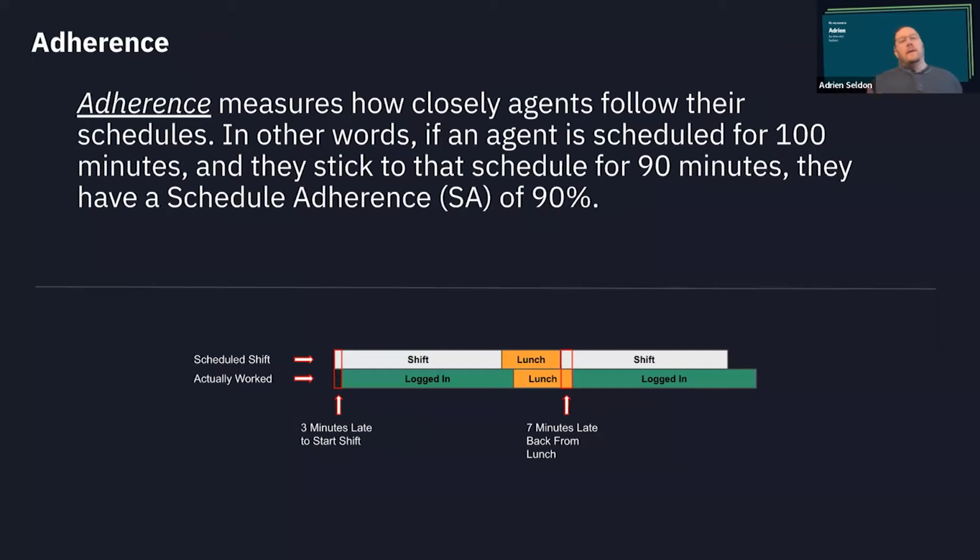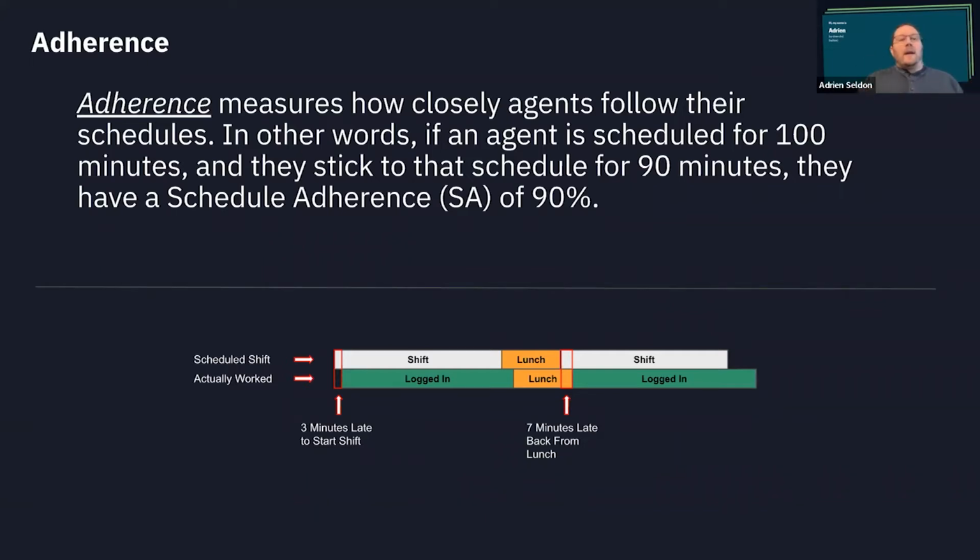That's not terribly complicated when you look at it overall, but it gets a little bit more complicated when we break it down. So let's take a look at the example here, where we've got a very simple scheduled shift, then an actually worked shift below it as well. And you can see the two parts on this very simple shift that would matter to the adherence and get that 10 minutes off of their schedule.